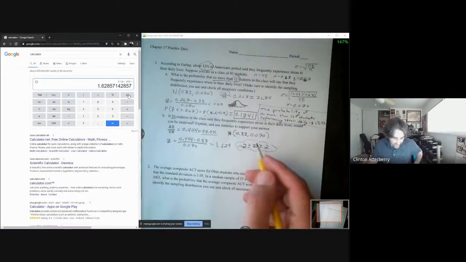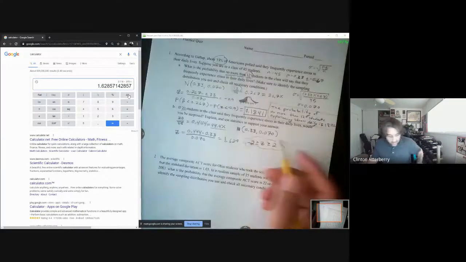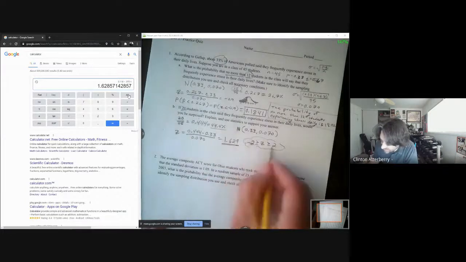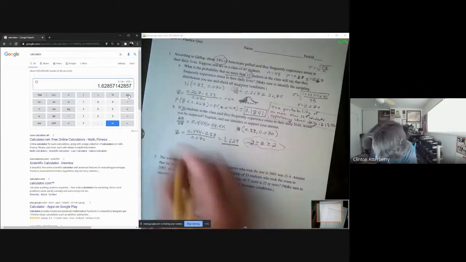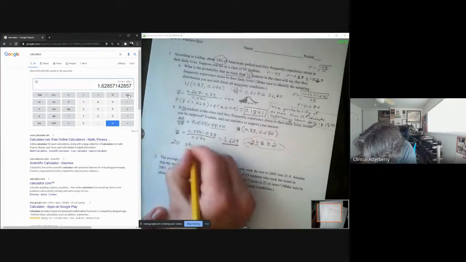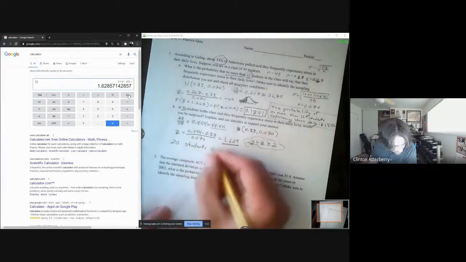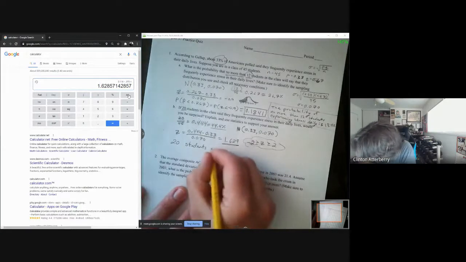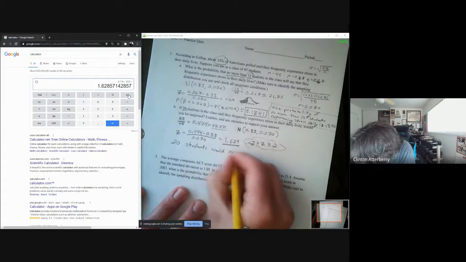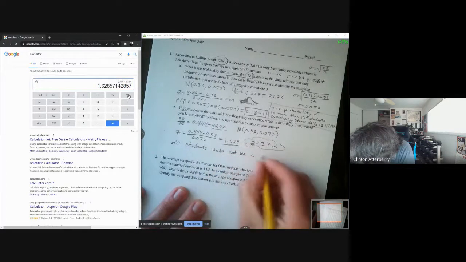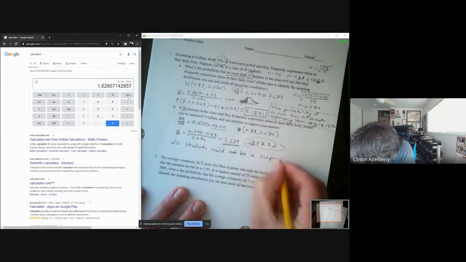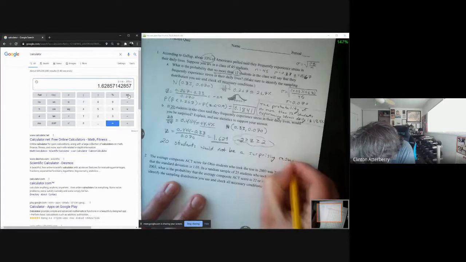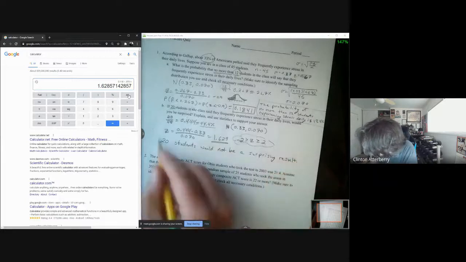In fact, I think I use a Z for surprise because I'm awesome like that. I'm going to not do that. Because I found this answer here and it falls between those numbers, I'm going to say 20 students would not be a surprising result.